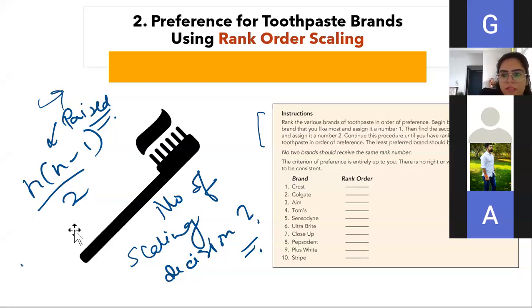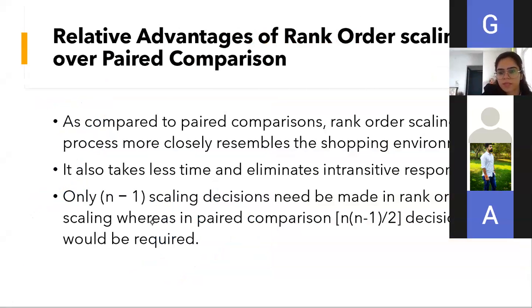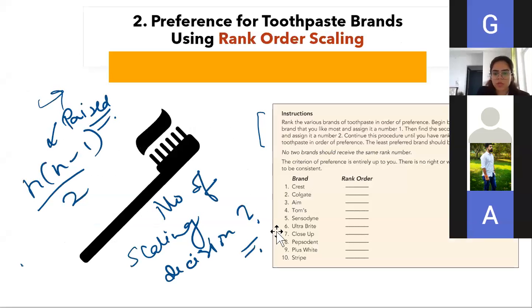So whatever number of brands are there, one less than that, because the last one you will not count, it will be the only one left. So that is n minus 1. As compared to paired comparisons, rank order scaling process more closely resembles the shopping environment. So first, only n minus 1 scaling decisions need to be made in rank order scaling, whereas in paired comparison, you are making n into n minus 1 by 2 decisions. Did you understand this? Because you are showing 10 brands and you are saying, out of these 10, the one which you like the most, put it as rank 1, and then the rest that remain. So already there are 10, you are comparing between these 10. And the last one you will not compare at all, that's why it's n minus 1.